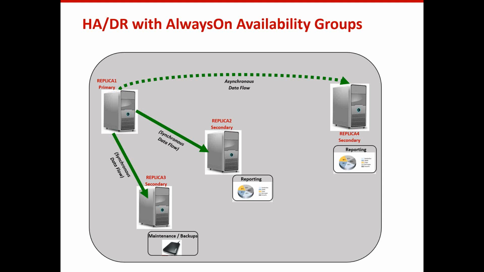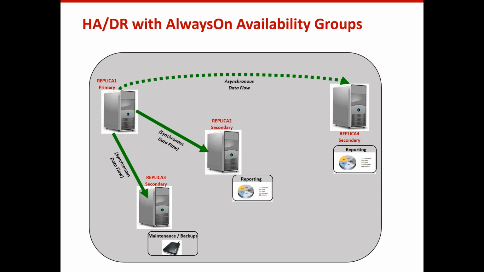Replica 3 down at the bottom is my secondary that I have set up to perform maintenance tasks, maybe backups. Again, I have synchronous data flow going to that machine. And then over on the far right, replica 4, that's a secondary that I have set up to do reporting again. And I've got asynchronous data flow going to that machine.